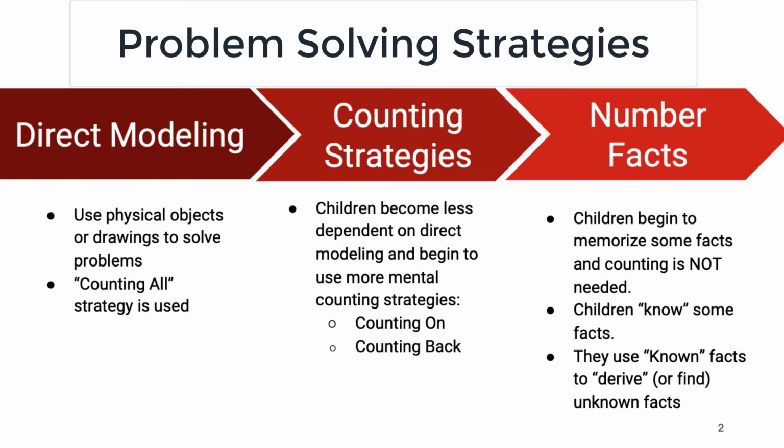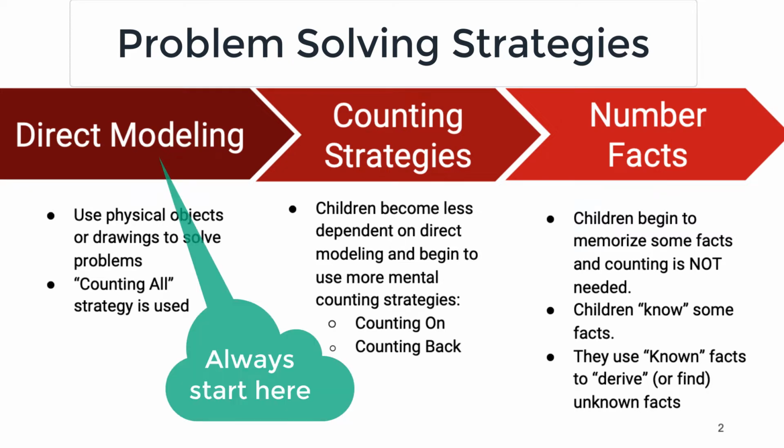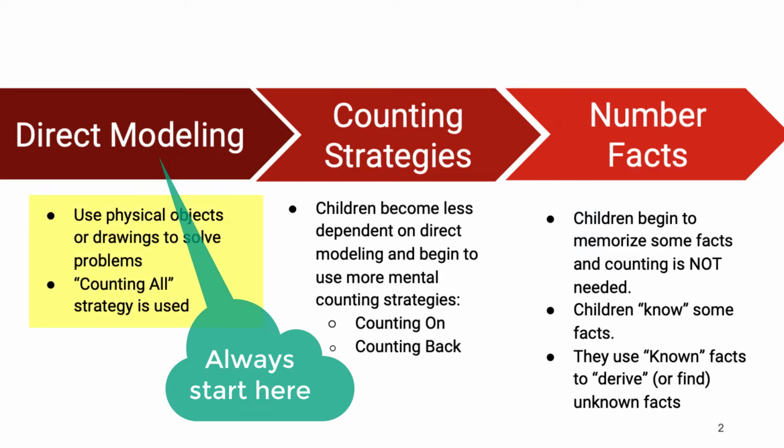In any mathematical concept, we always start with direct modeling, okay? And direct modeling is when we use either physical objects or drawings to solve a problem, okay? So in all mathematical concepts, we always want to start with direct modeling.